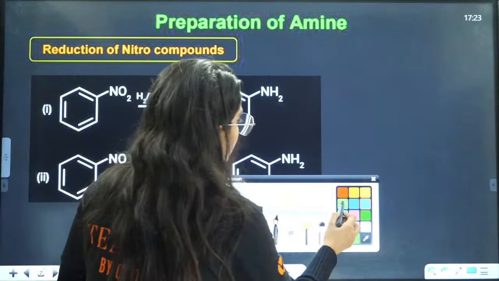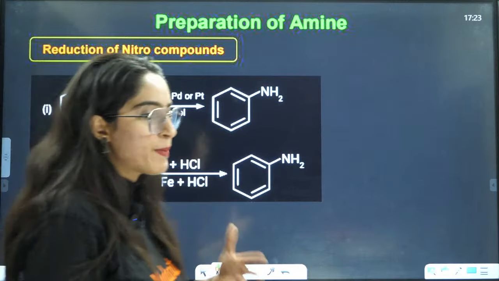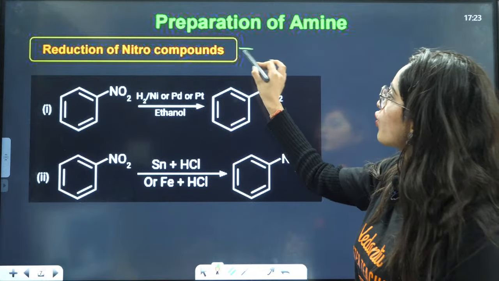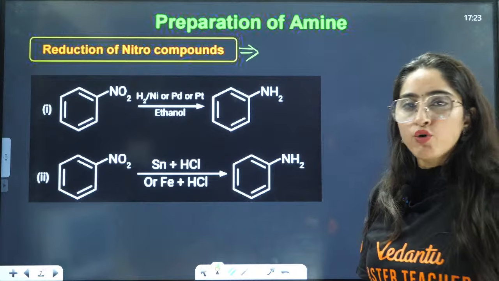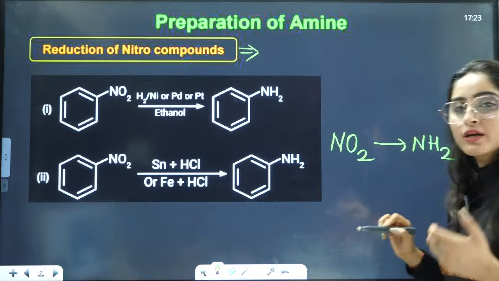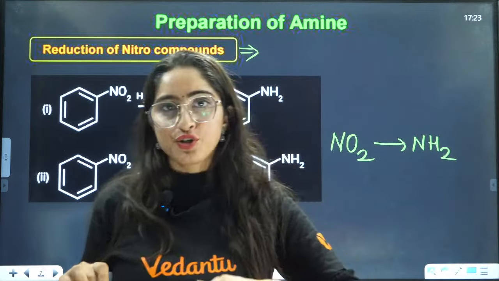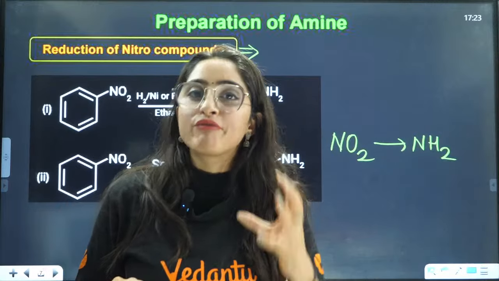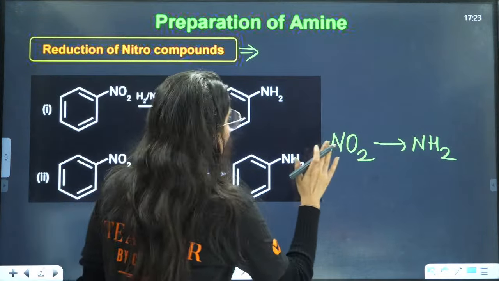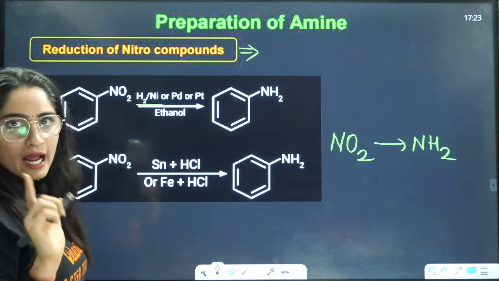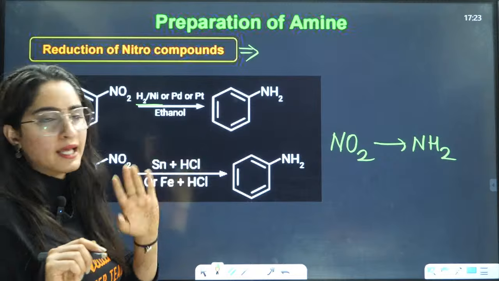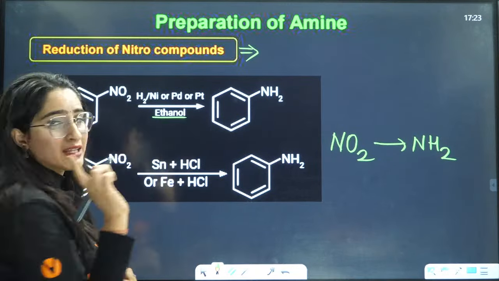Now let us see the preparation of amines, how to prepare amines. Starting with the first preparation, that is reduction of nitro compounds. If you have a nitro group, NO2, you want to reduce it to NH2. Why reduction? Because we are taking out oxygen and adding hydrogen to it. That means definitely we are doing the reduction. And there is a specific reduction that we do. First is catalytic hydrogenation in the presence of a very good catalyst like nickel, Pd, Pt, any catalyst you can use in the presence of ethanol, right?